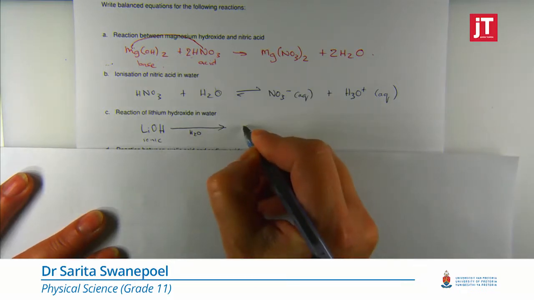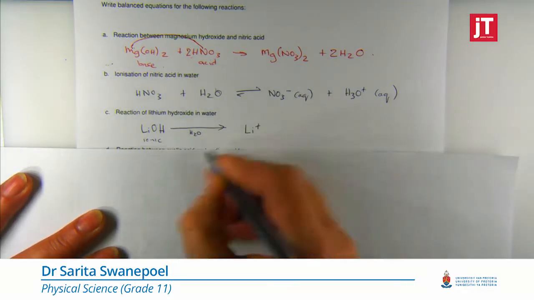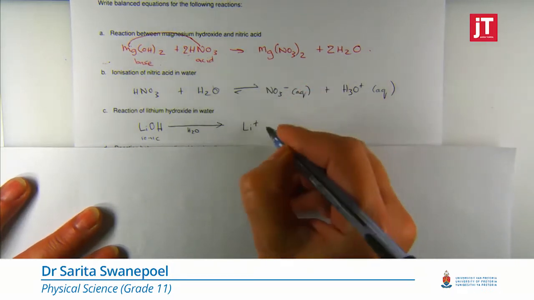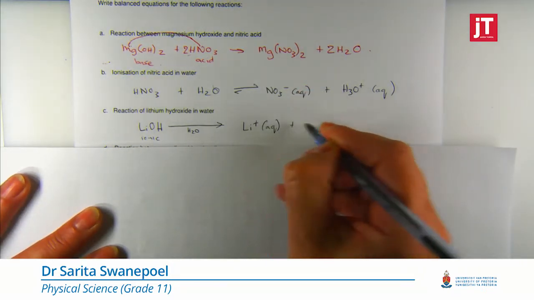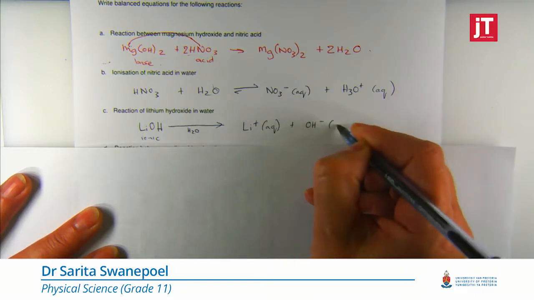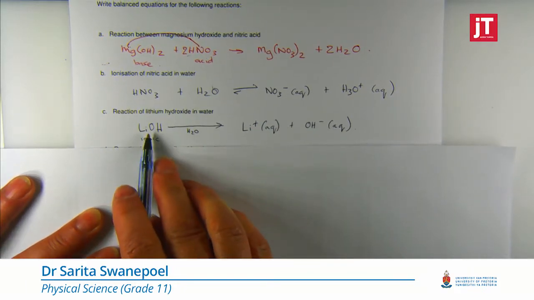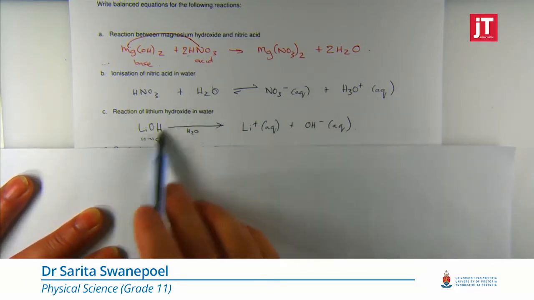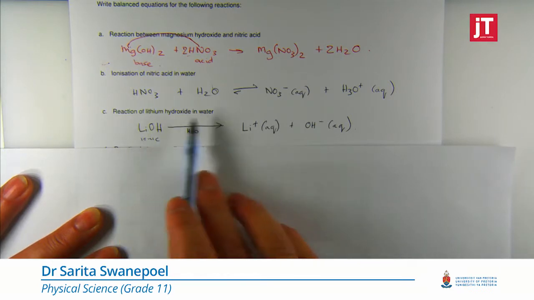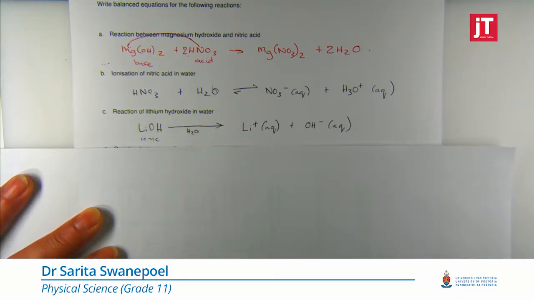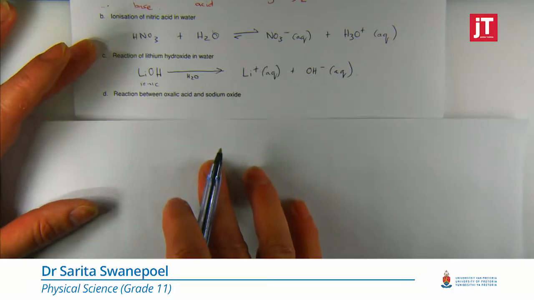The ions are already present. They're just going to go in separate directions. So you have your lithium plus going in one direction in the solution, and you will have the OH minus going in another direction in the solution. So you have to know, this is a strong base. You have to know it's already in ionic form. I don't put water into the equation. On to the next one.